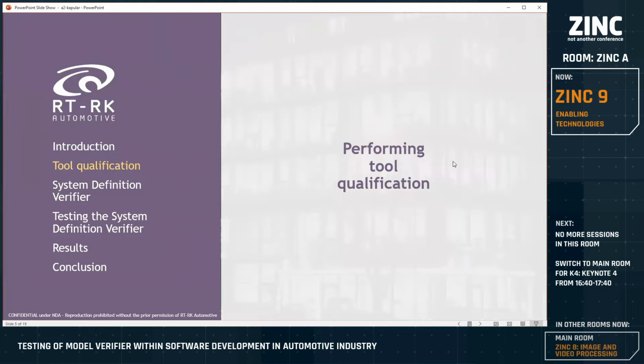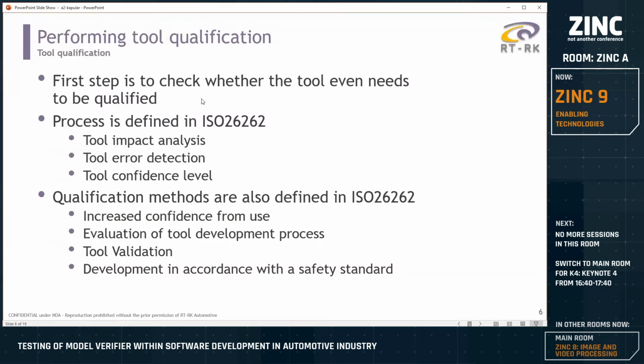So a little bit about tool qualification. Tool qualification is the process of verifying such tools. The first step in tool qualification is, of course, to verify whether the tool even needs to be qualified. This process is defined in the ISO 26262 standard. It usually has 3 steps, which are analyzing tool impact, its error detection, and the necessary confidence level.